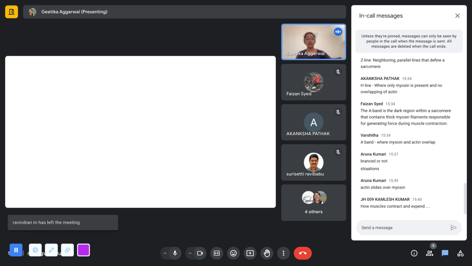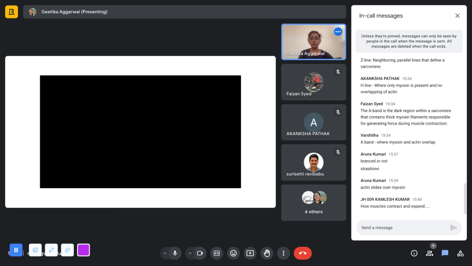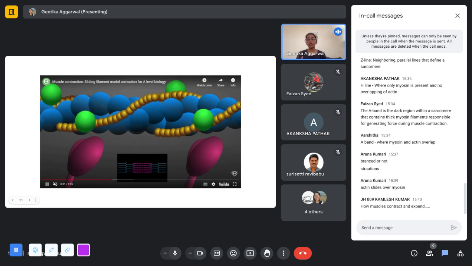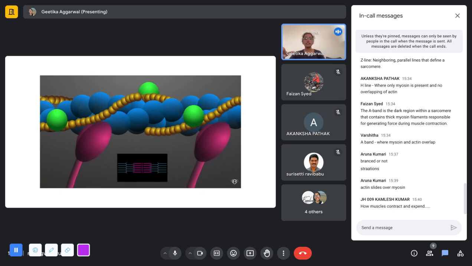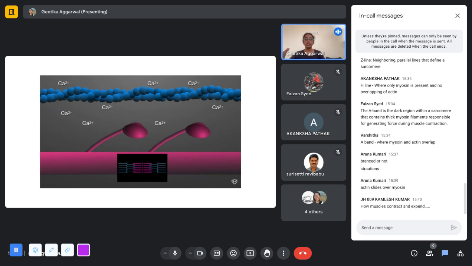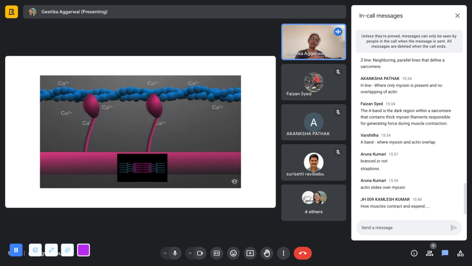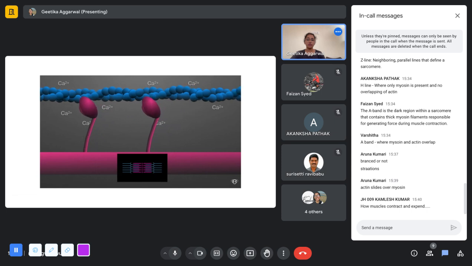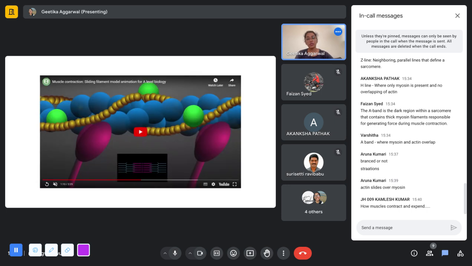So here is a video that shows how this movement happens, just to get an idea. When these calcium ions come, they reveal these active sites, and then the myosin heads get attached and they are moved because of the attachment to the active sites. Okay, so this is basically what the sliding filament theory talks about.